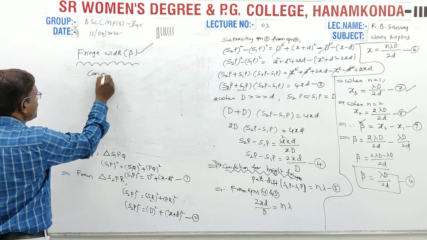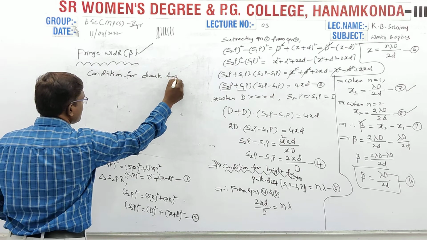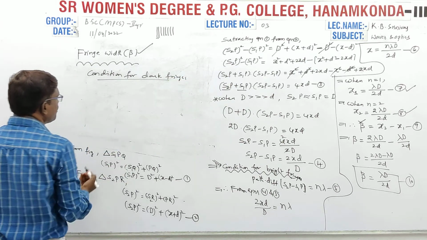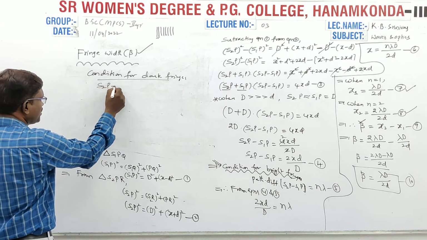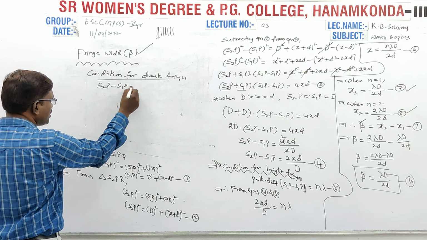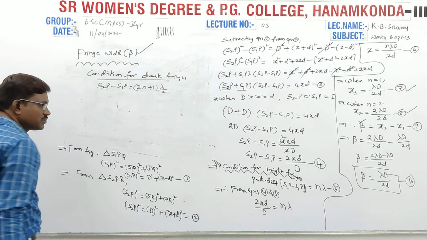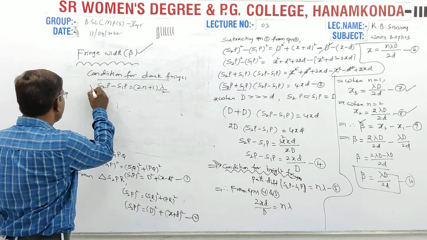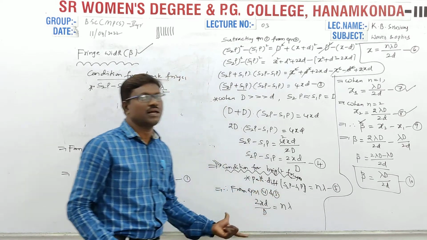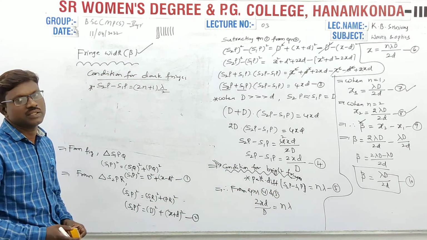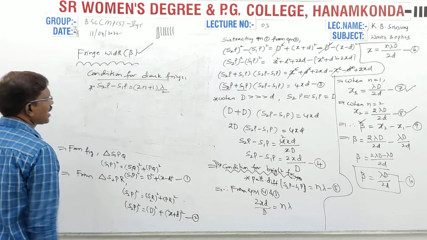What is the condition for dark fringe? When the path difference, that is the path difference between the first and second waves, is equal to 2n plus 1 into lambda by 2, we get a dark fringe. We have to remember these conditions directly. Without these general conditions, we cannot derive the expression for beta. Clear? So this is a case I have derived in the previous class.